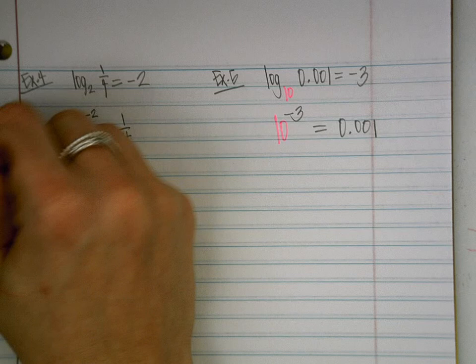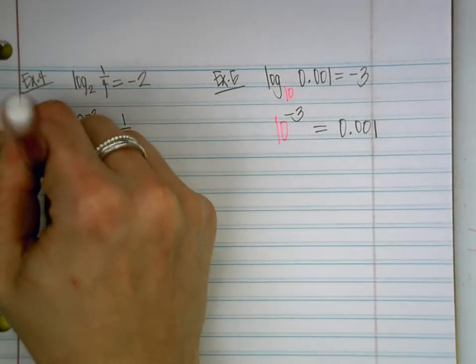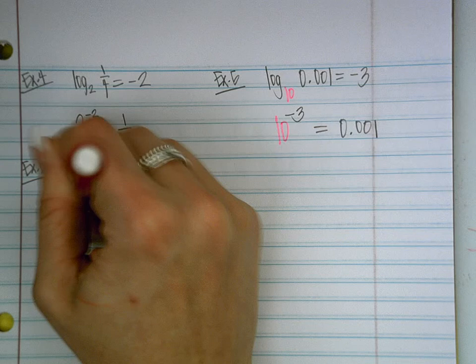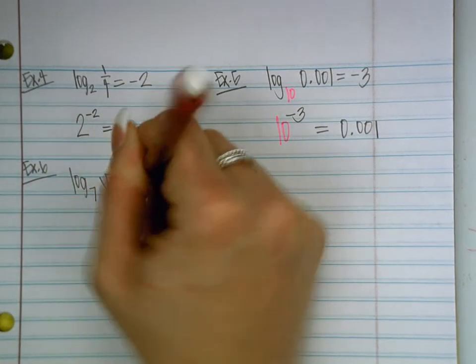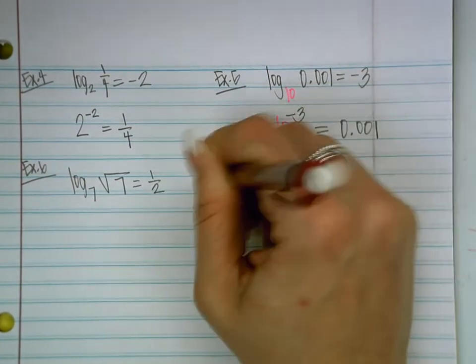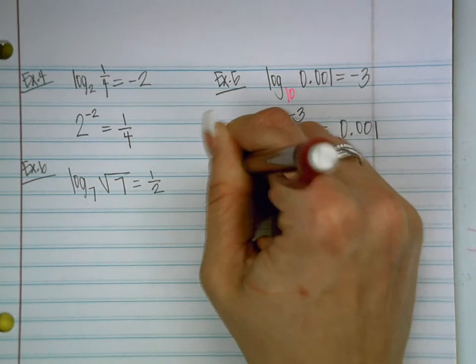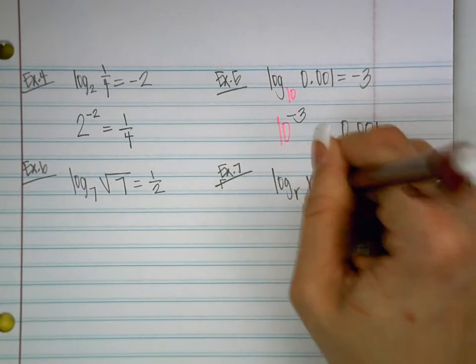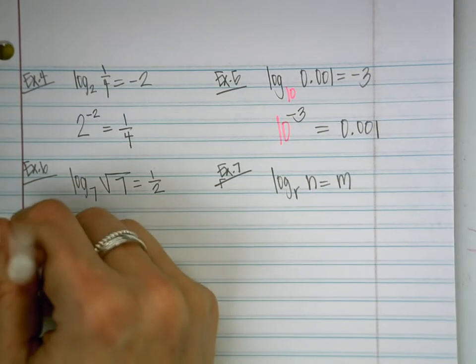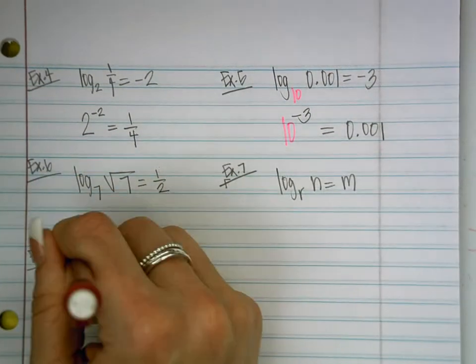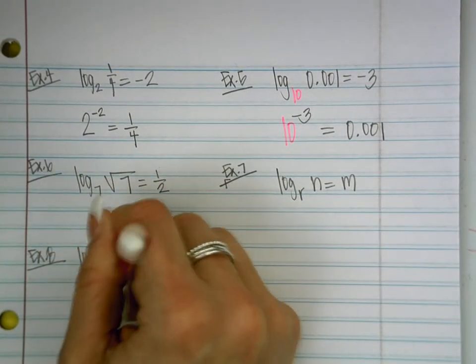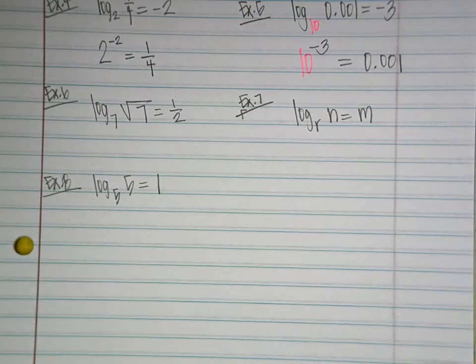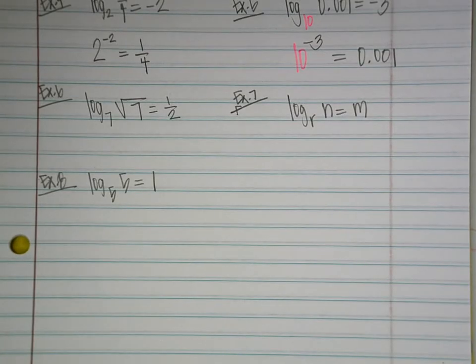Okay, just a couple more for you. I'm going to give you 3 more. So I'll write them all out, and then I'll call on you guys. Number 6: log base 7 of root 7 equals 1/2. Number 7 is log base r of n equals m. And the last one, number 8, is log base 5 of 5 equals 1. I want you guys to try those 3, and I'll randomly pick sticks for answers.